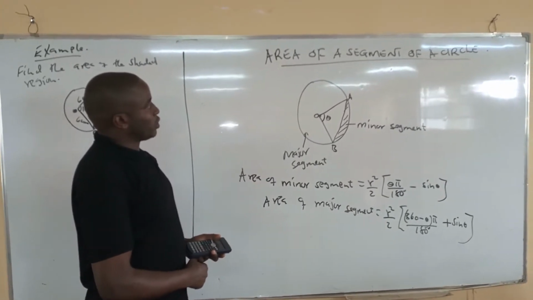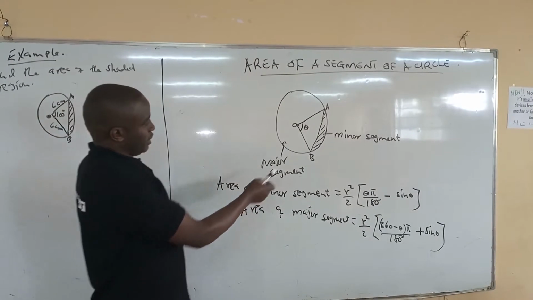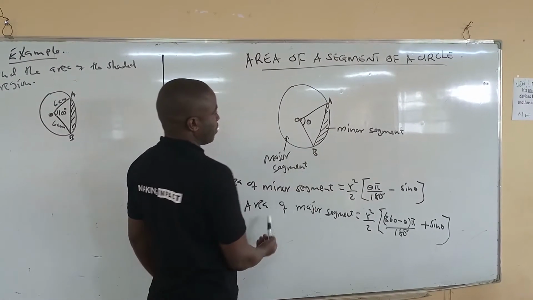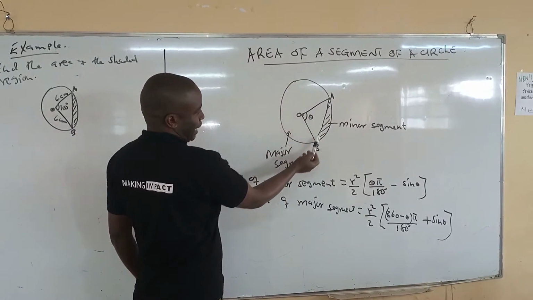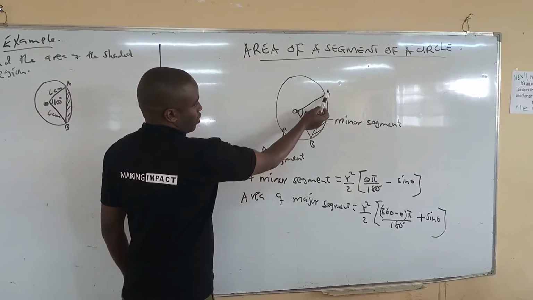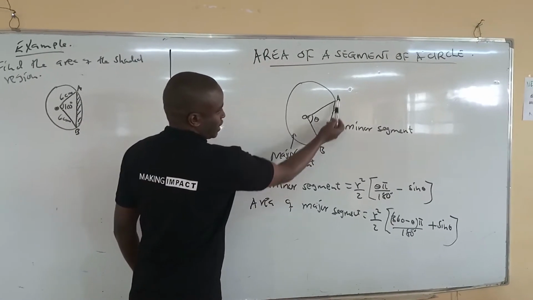Today I want to take you through the area of a segment of a circle. You can see if this is a circle drawn, this is the minor segment, and now the rest of this part is what we call the major segment. We know that from O, A, B, all these we call a sector.